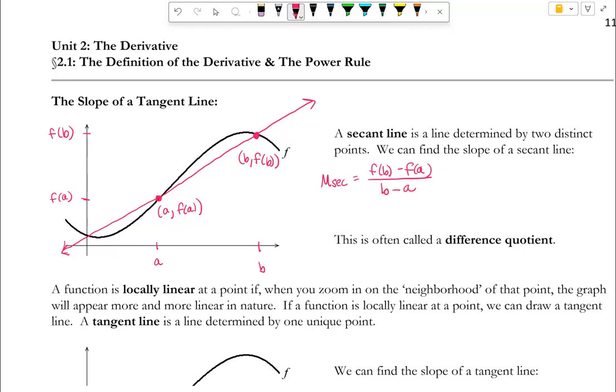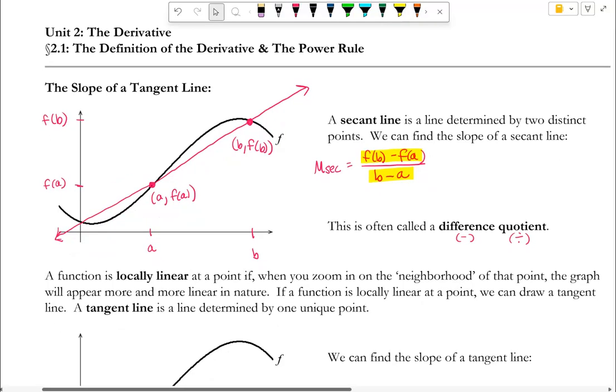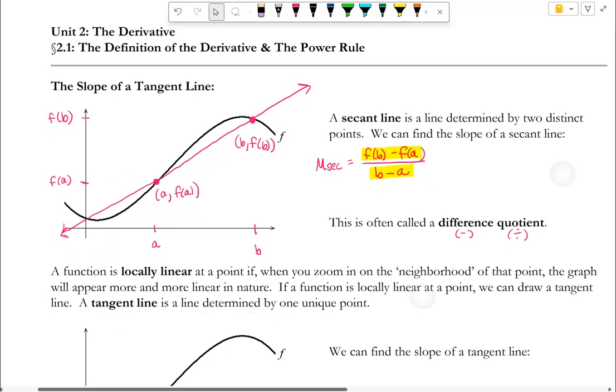We often call this a difference quotient. And a difference quotient, we know the word difference we associate with subtraction, quotient we associate with division, and a difference quotient is when we have division of subtraction. So when we're dividing things that are being subtracted, in this case f of b minus f of a and b minus a. So that's how we could find the slope of a secant line.